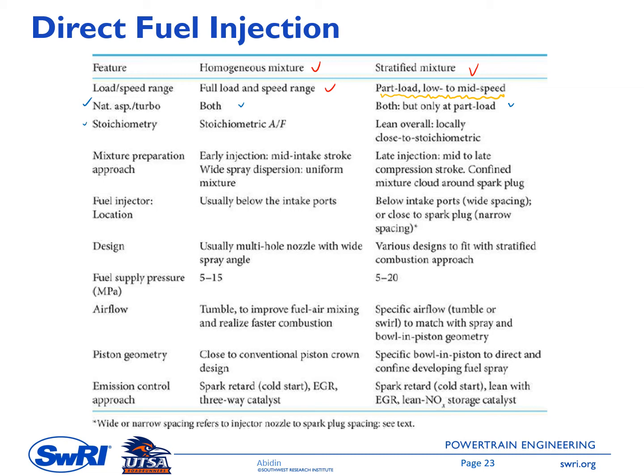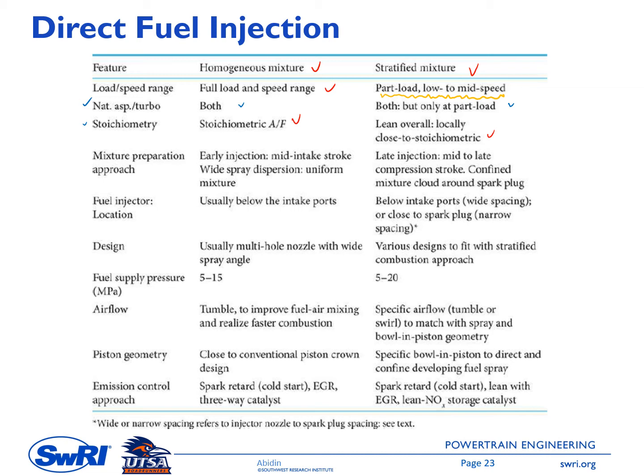And then the third feature is about the stoichiometry. For homogeneous mixture, usually we have a stoichiometric mixture, so stoichiometric air-fuel ratio. For stratified mixture, we have a lean mixture overall. Locally, this means at or around the spark plug, we have a mixture close to stoichiometric. The reason for having a stoichiometric mixture around the spark plug is to have a successful ignition process.